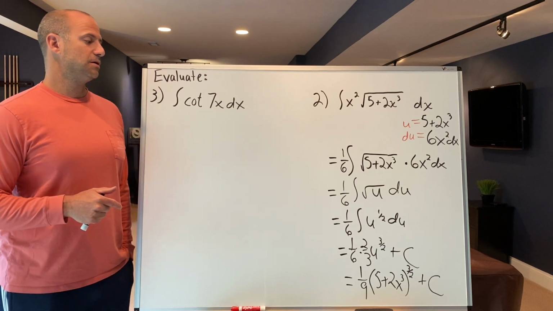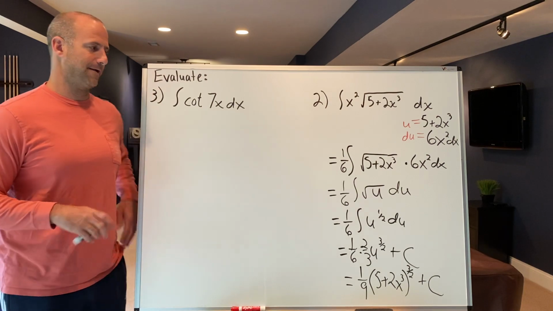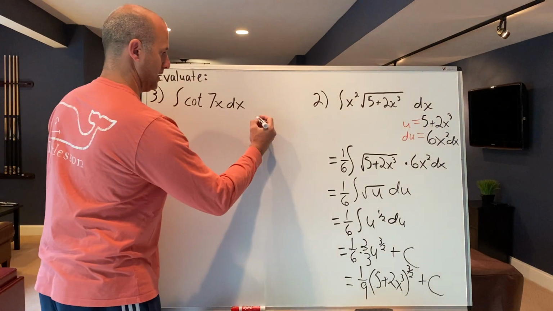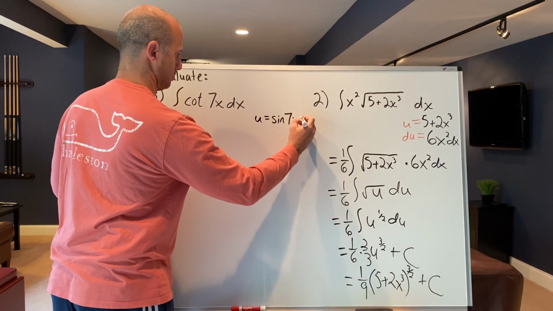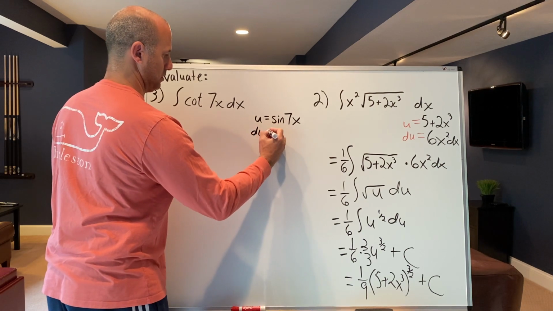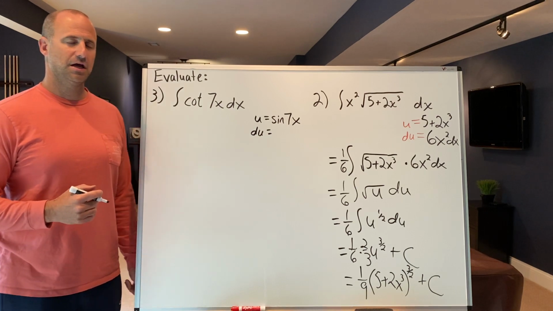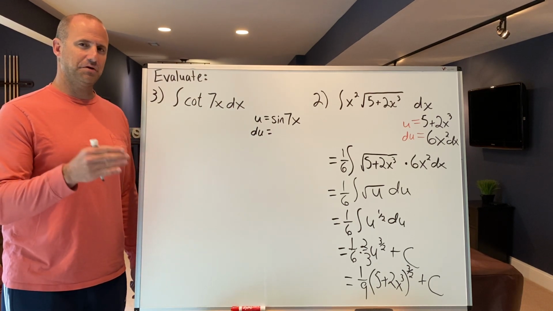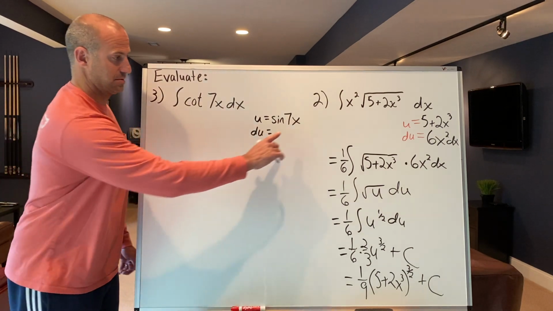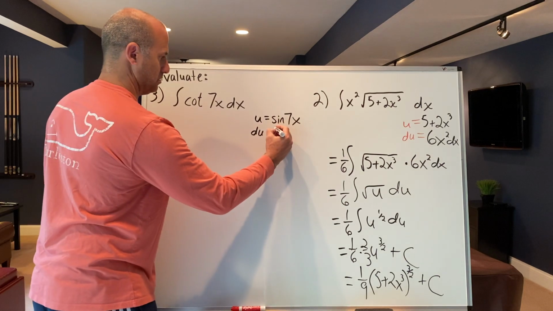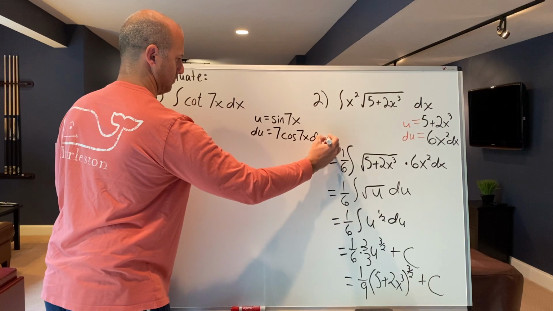All right? So here's one where I'm going to help you a little more than I normally would, especially because it's our first day. I'm going to go ahead and tell you right now that u is going to be sine of 7x, which means that du is going to be, well, what's the derivative of sine of 7x? Well, it'd be cosine of 7x times 7 because of the chain rule, right? Don't forget that extra times the derivative of the inside. So this is actually going to be 7 cosine 7x dx.